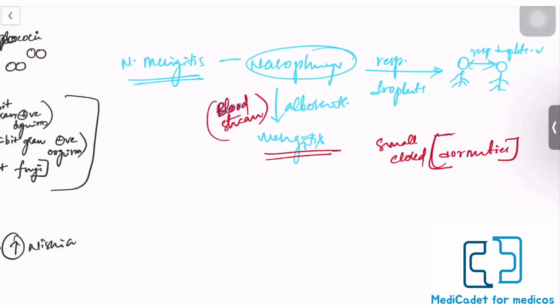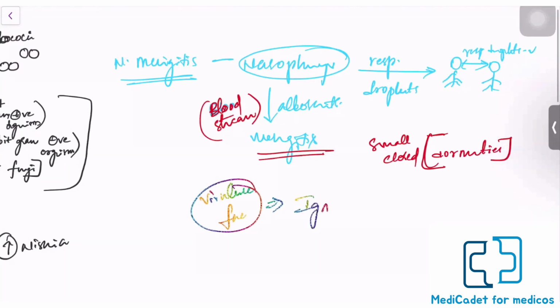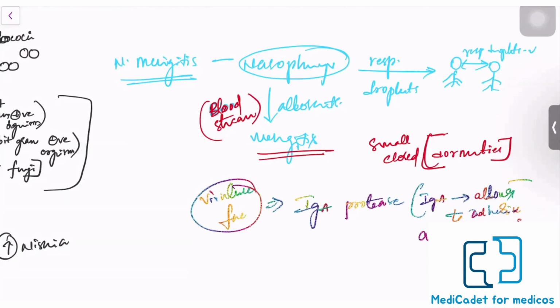Next, I'll be talking about the virulence factors. What virulence factors does it have? One is the IgA protease. Can someone tell me what other bacterium we saw having this IgA protease? It cleaves IgA and allows the bacteria to adhere and colonize the mucous membrane. In the gram-positives also, we have seen a few bacteria having IgA protease as a virulence factor.